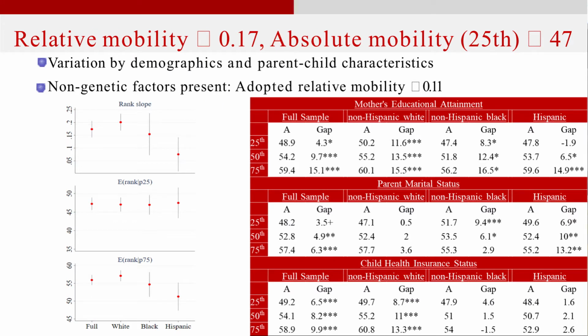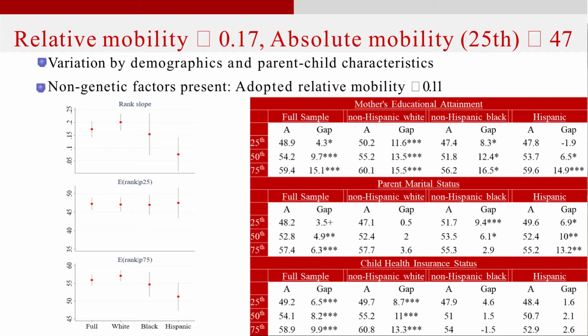There is a lot of variation by demographics and parent-child characteristics. The things to highlight here are that in terms of the rank slope, it seems that Hispanics tend to have relatively higher relative mobility, right? So a lower rank slope here means that there's less correlation between the 2 generations.